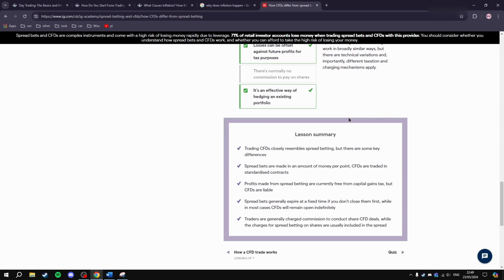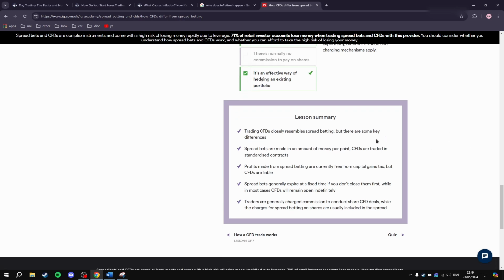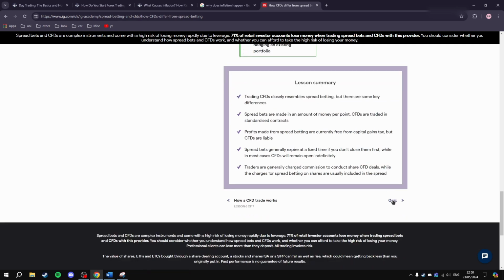So lesson summary: trading CFDs closely resembles spread betting, but there are some key differences. Spread bets are made in an amount of money per point, CFDs are traded in standardized contracts. Profits made from spread betting are currently free from capital gains tax, but CFDs are liable. Spread bets are generally expired at a fixed time if you don't close them out first, while in most cases CFDs will remain open indefinitely. Traders generally charge commissions to conduct share CFD deals, while the charges for spread betting on shares are usually included in the spread.